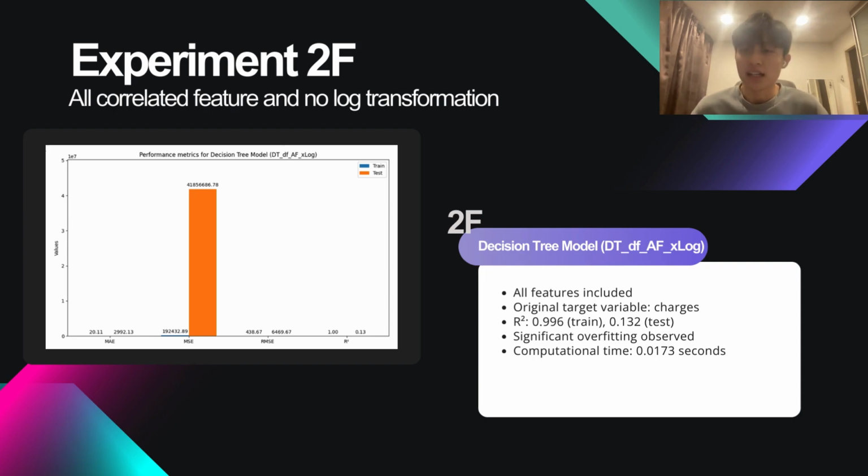In this model, it achieved a high R-square value of 0.996 on the training set, but only 0.132 on the testing set, indicating the most significant overfitting across all the experiments. Despite the high training accuracy, the large difference in the test performance showed the model struggles to generalize to new and unseen data, and the computational time was efficient at 0.0173 seconds only.